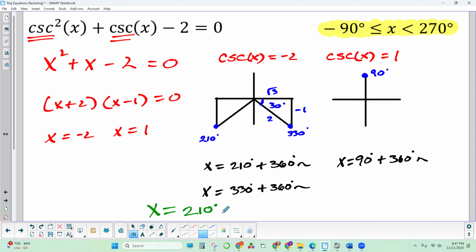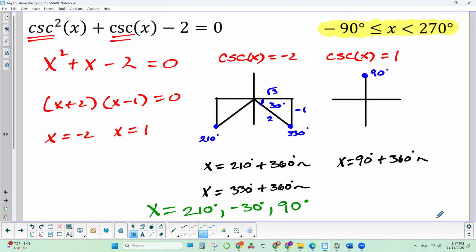So let's go look at the next angle, which is 330. Now 330 is not included here. But if we subtract 360 from 330, we have negative 30 degrees, which is in our interval. Okay, so that is a solution. We can't add 360, but we can subtract it here. All right. And then we've got 90 degrees, which is definitely in our interval. And if we subtract 360 or add 360, that will exceed the limits of our interval. So our solutions are these three angles right here.